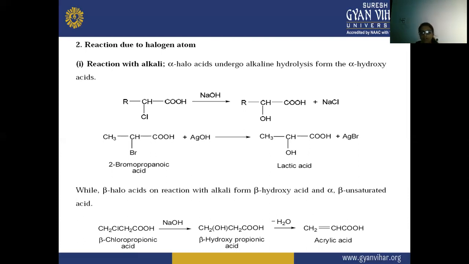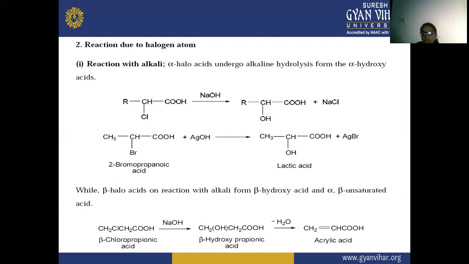So this alpha halo acid on reaction with the alkali, when it is reacting with this alkali, there is a formation of a beta hydroxy acid. From this beta hydroxy acid, there is a removal of the water molecule, and there is a formation of your alpha beta unsaturated acid. In the method of preparation, we prepared alpha halo acids from the alpha beta unsaturated acid. So here the reaction is the reverse.